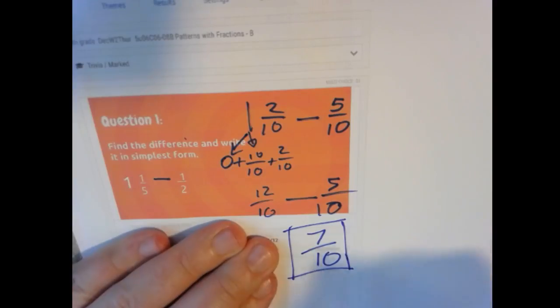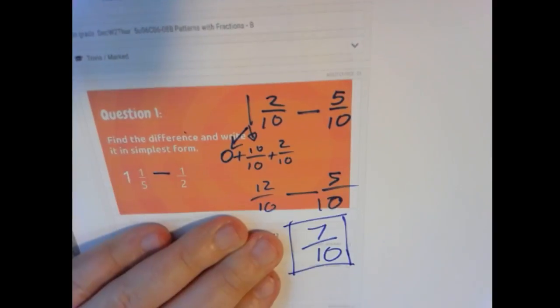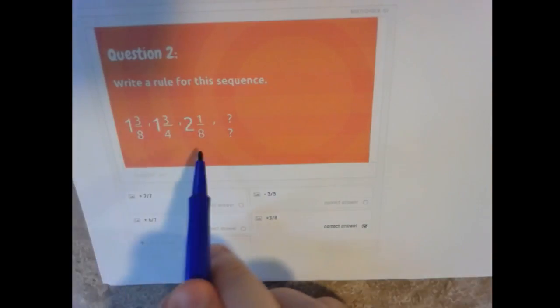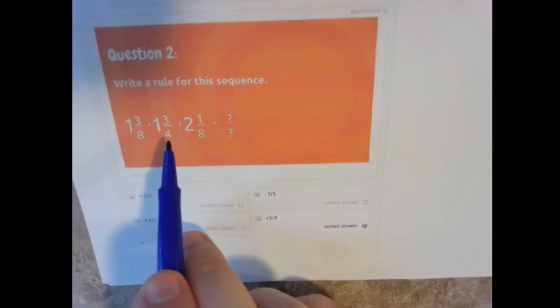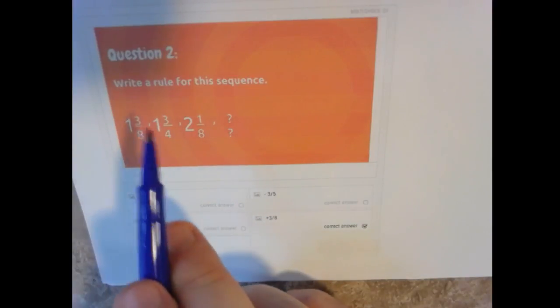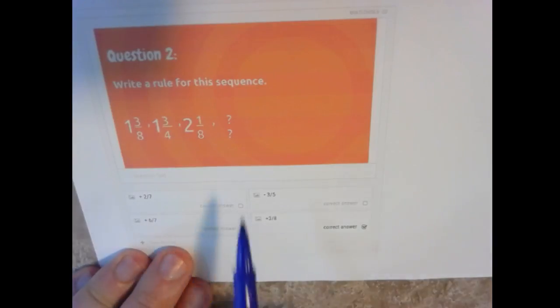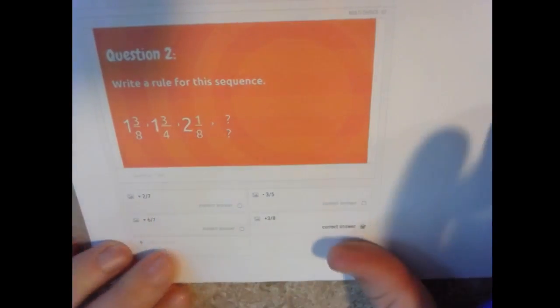Okay, so that was a review of subtracting fractions. And now we're going to look at some of the patterns, how we solve these patterns. Okay, so we first need to make sure that they are like fractions, and we look at the denominator to make sure that is happening. So we're looking for writing a rule for the sequence to see what the next one might be.